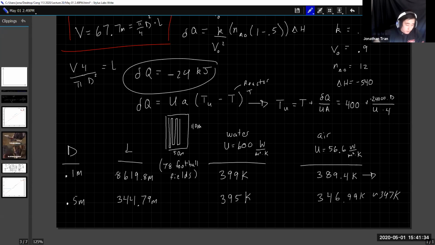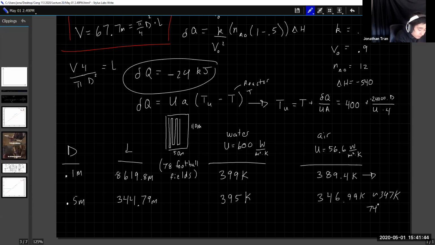If we think of that in terms of degrees Celsius, we're looking at about 74 degrees Celsius, which is still fairly warm. I actually don't know what that would be in Fahrenheit, but in any case, 74 degrees C is still pretty warm.